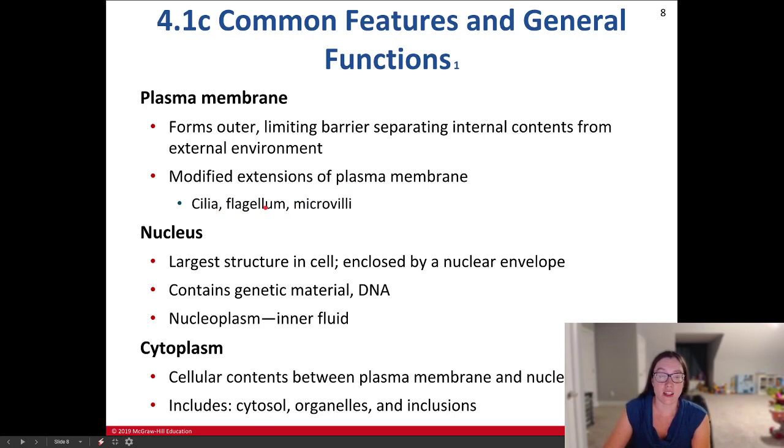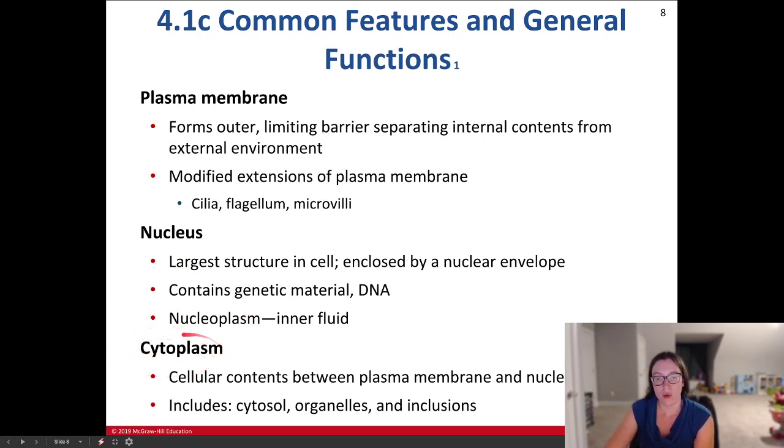The nucleus is going to be the largest structure in the cell, and it's going to be in the middle, and it stains pretty dark. It's enclosed by a nuclear envelope, and the nuclear envelope is just a double layer of this plasma membrane stuff, so it's also made of a phospholipid bilayer. It contains the genetic material, or DNA, and all of the fluid inside the nucleus is called the nucleoplasm. And then everything in between the plasma membrane and the nucleus is called the cytoplasm.